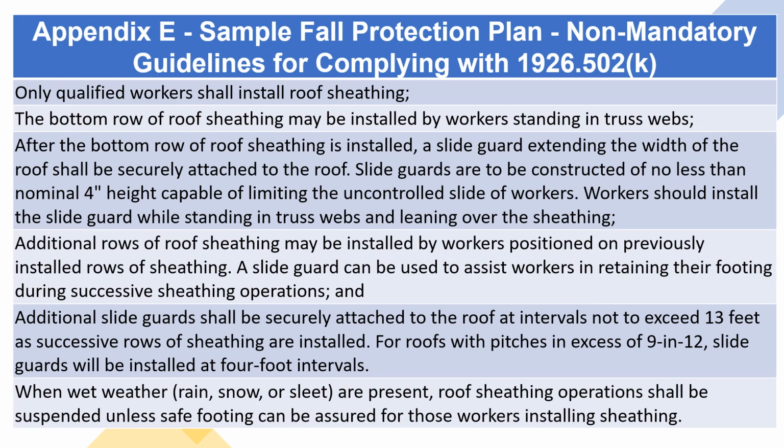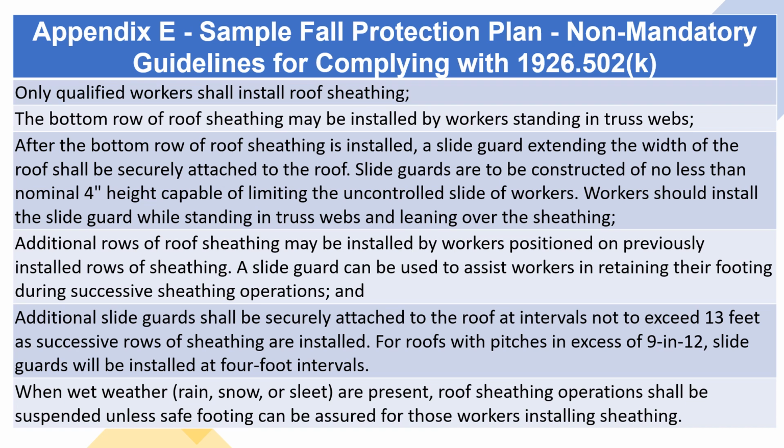Only qualified workers shall install roof sheathing. The bottom row of roof sheathing may be installed by workers standing in truss webs. After the bottom row of roof sheathing is installed, a slide guard extending the width of the roof shall be securely attached to the roof. Slide guards are to be constructed of no less than nominal 4-inch height, capable of limiting the uncontrolled slide of workers. Workers should install the slide guard while standing in truss webs and leaning over the sheathing.